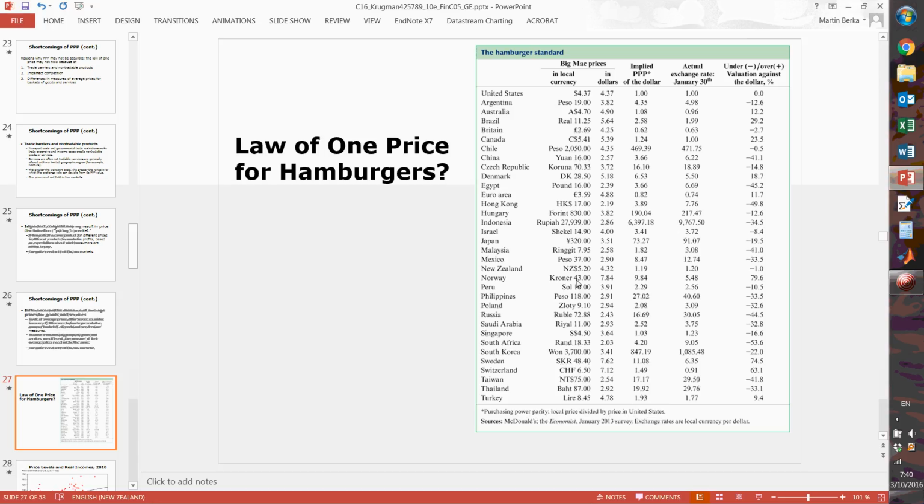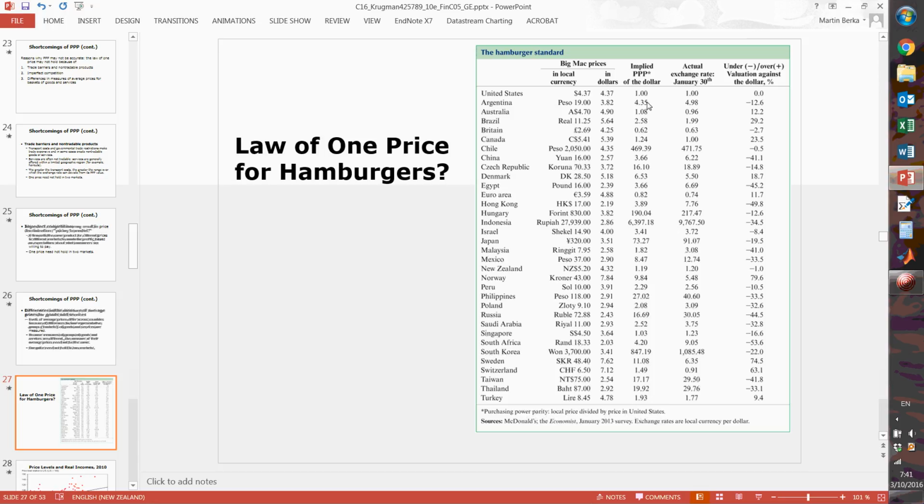overvaluation and undervaluation. In this case, you can see there's an actual exchange rate, and they look at the prices of these Big Macs in different currencies. The US is the base here, compared to the Argentinian price, which is 19 pesos. In US dollars, it's $3.82. So this gives you some kind of level. All right, so the actual exchange rate. Then they look at the implied PPP of the dollar, which is always divided by the US price, and compare it to the actual exchange rate, which is 4.98.